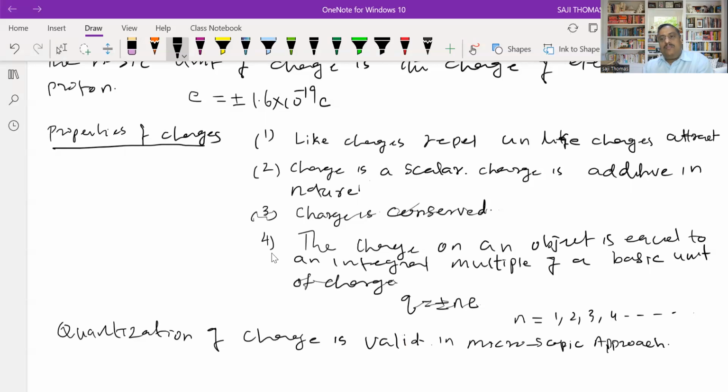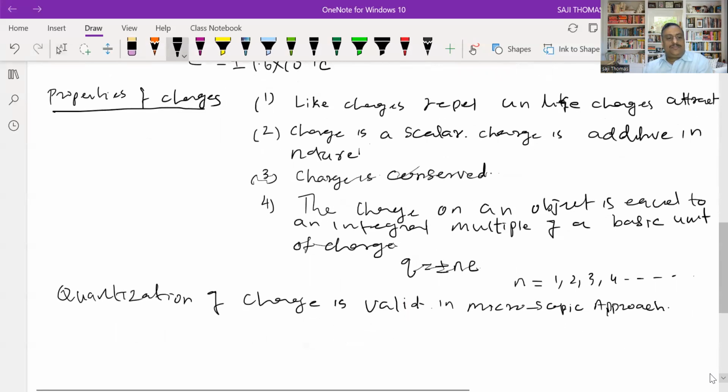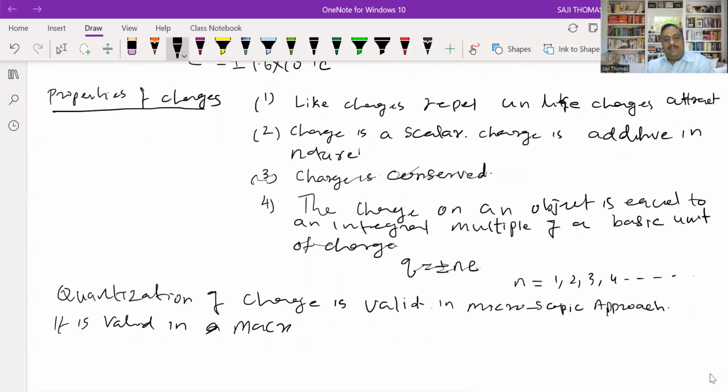In macroscopic approach, we will ignore what? The quantization. Macroscopic means charges will be in very large amount, millions of charges, okay? It is valid in macroscopic approach. Why is it not valid in macroscopic approach? Because of the very large number, they lose the grainy nature, they appear continuous.